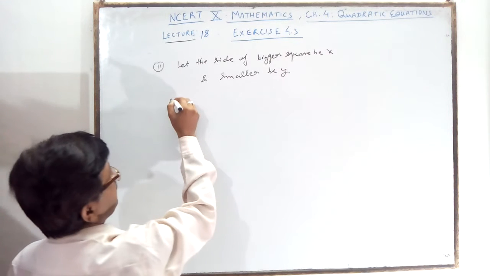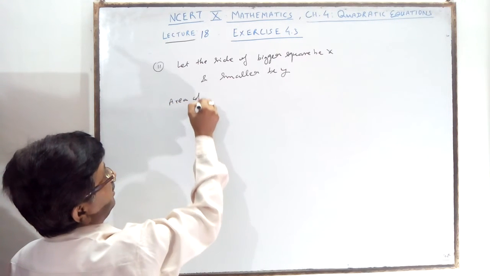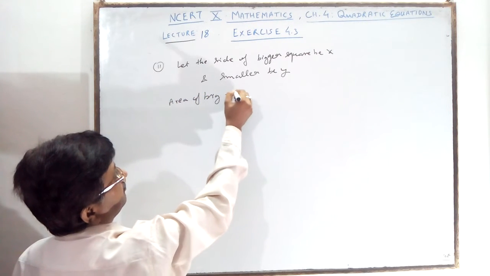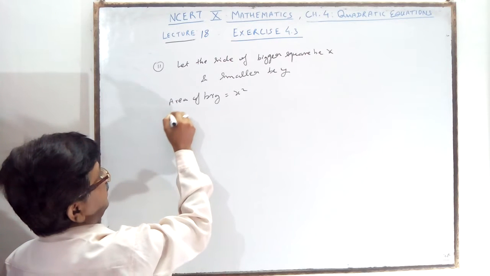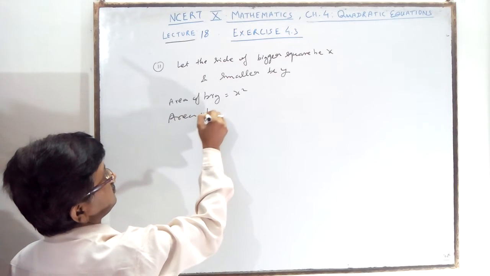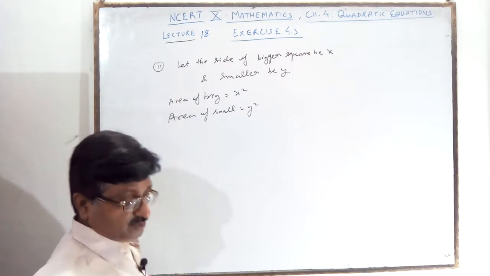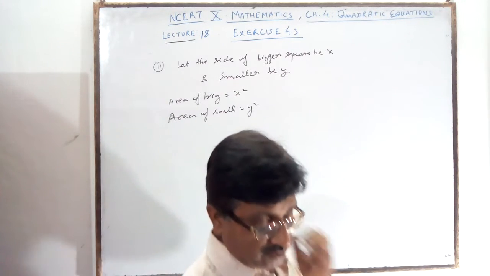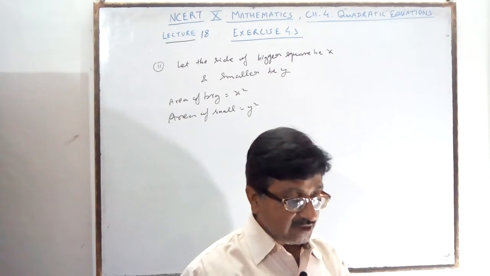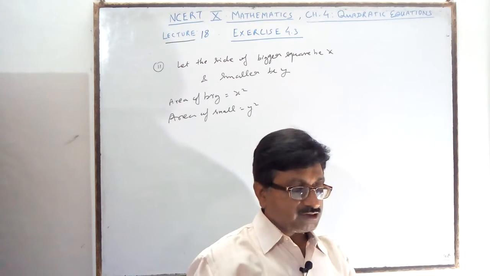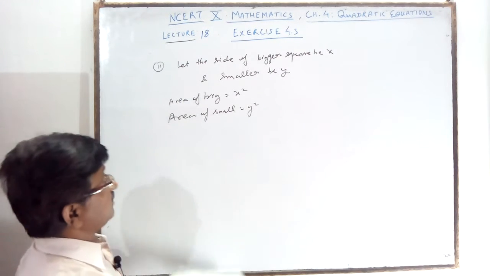So the area of the big square will be x square, and the area of the small square will be y square, side into side. It is the question given. So the sum of the areas of the two squares, you will write down, is 468.